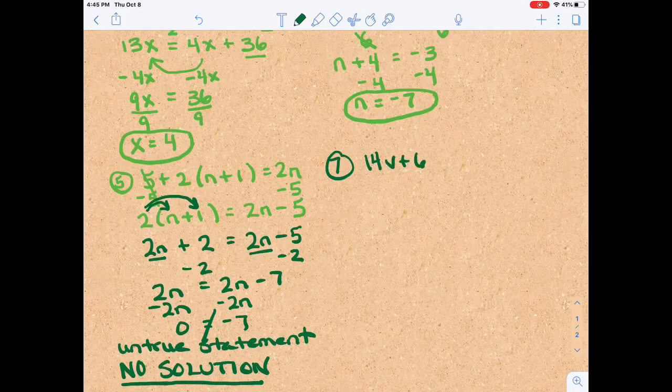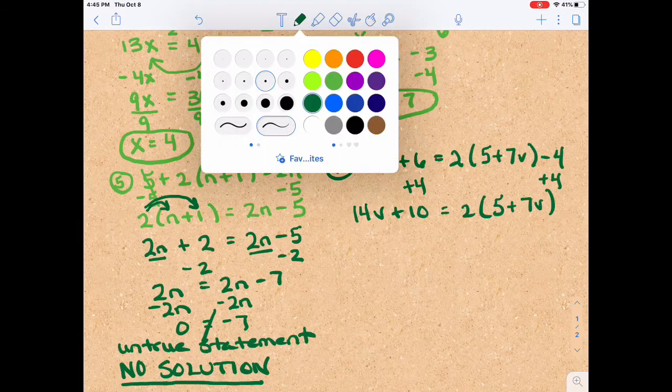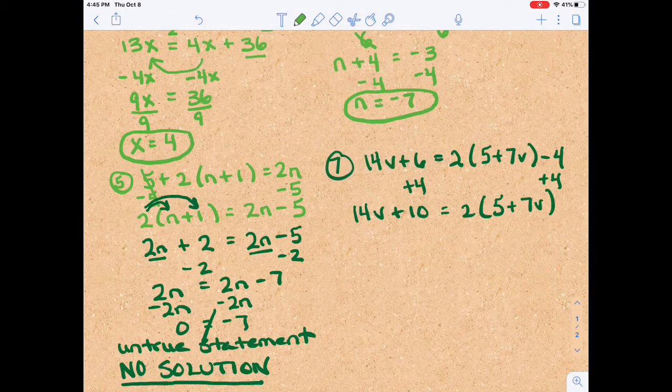14v plus 6 equals 2 times 5 plus 7v minus 4. Well, it's kind of cumbersome just like that. Let's add 4 here. Let's just tidy things up a bit. 14v plus 10 equals 2 times 5 plus 7v. All right, let's go ahead and use the distributive property and undo this. 2 times 5 is 10, and 2 times 7v is 14v.